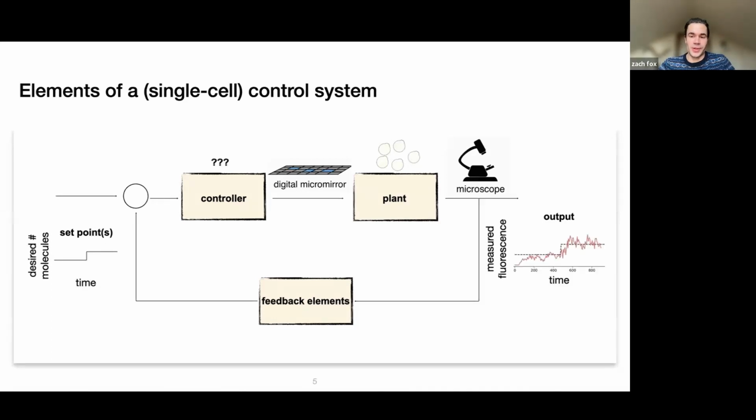And then how do you take your measured object, in this case fluorescence, and use that to build a feedback in your system. So I wanted to say at the beginning of the talk, if folks have questions, please interrupt me. This can be informal.